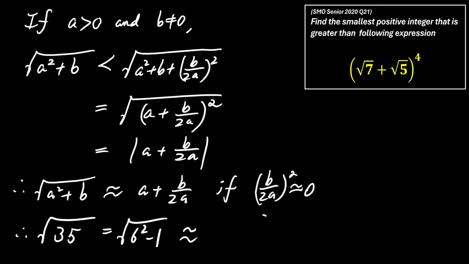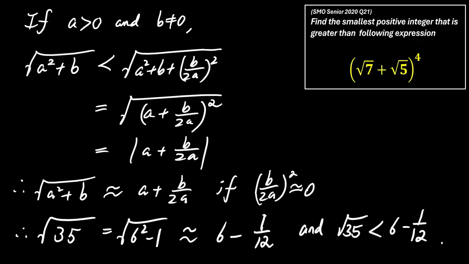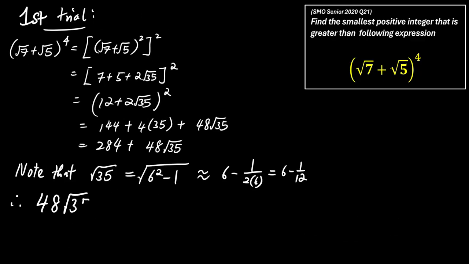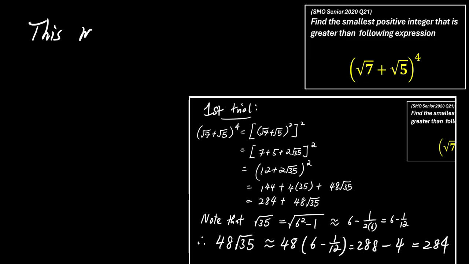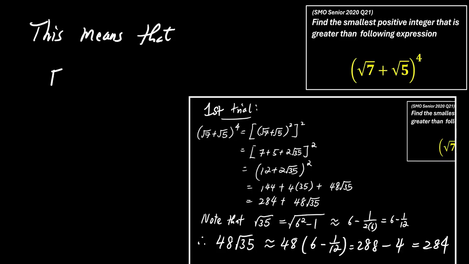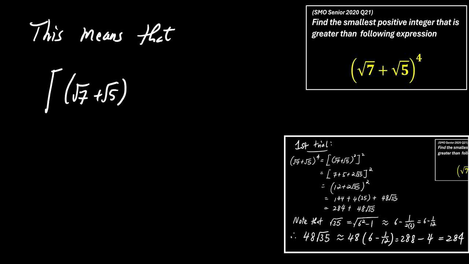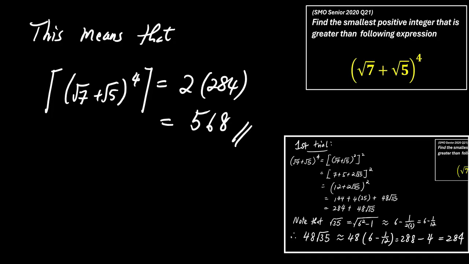Now, square root of 35 is equal to square root of 36 minus 1, which is approximately 6 minus 1 over 12. That means 48 square root 35 is less than 48 times (6 minus 1 over 12), which is 288 minus 4, equal to 284. So the full expression is less than 284 plus 284, which equals 568. Therefore, (square root 7 plus square root 5) to the power of 4 is less than 568. This means the smallest integer that is greater than it must be at most 568.